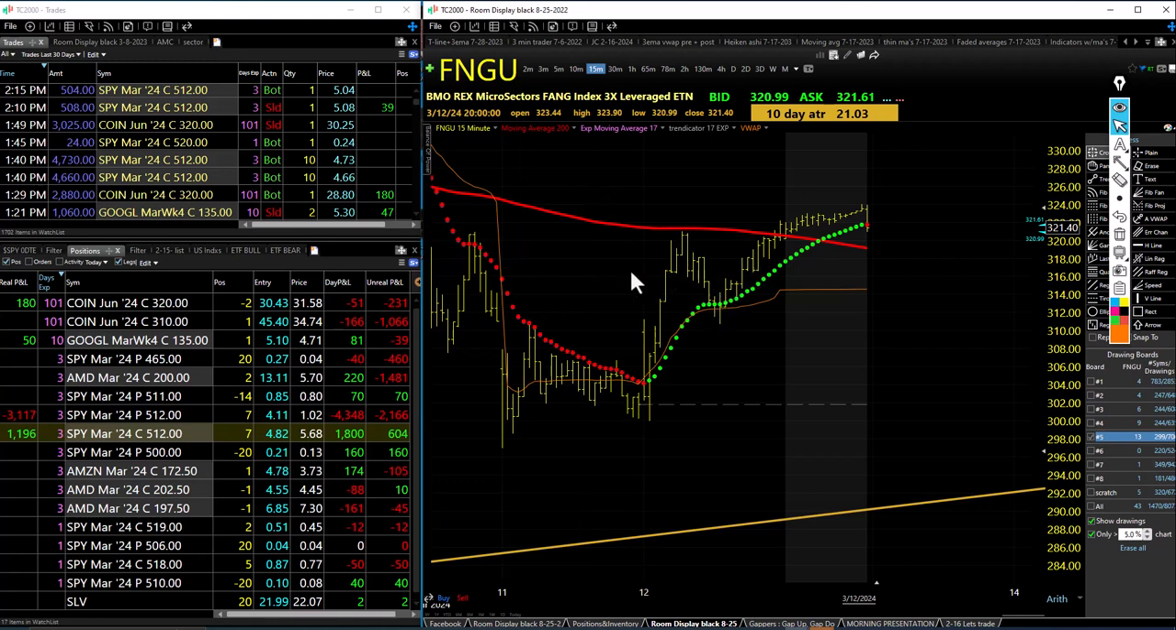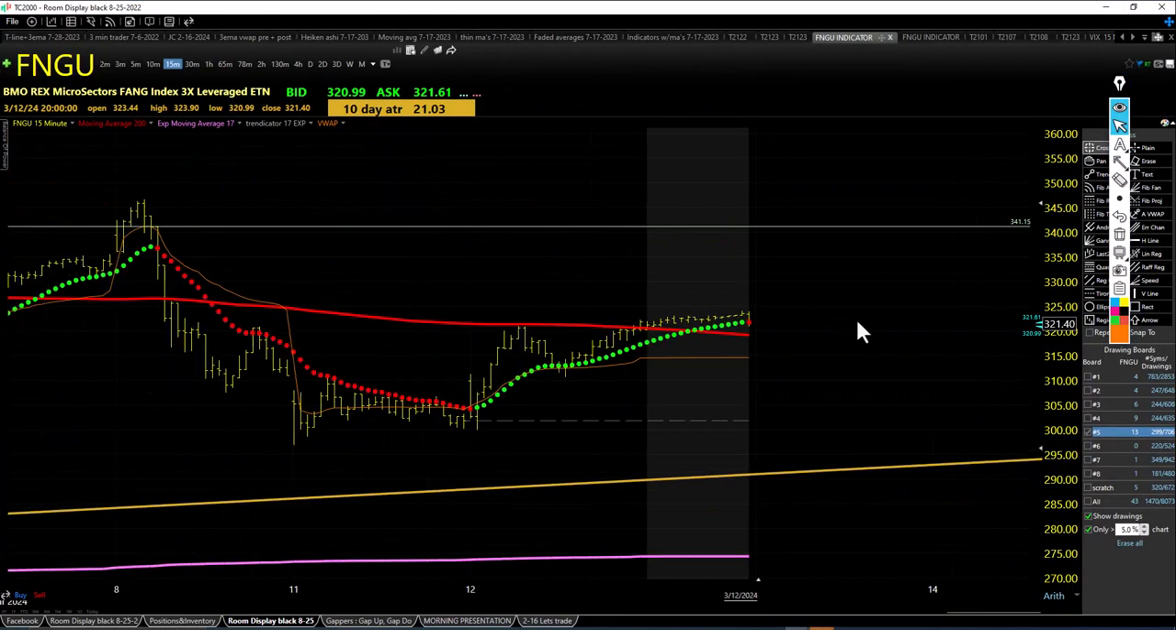That's what I'm looking for, because I want to leverage my money. I want to make a lot of money. I want to make it quick. I don't want to be stuck in this all day. I'm looking for that bounce off of that higher low right here off of VWAP, back up towards this flat 200. So that's what I'm watching. I'm watching the FNGU. This is where I get my market direction.